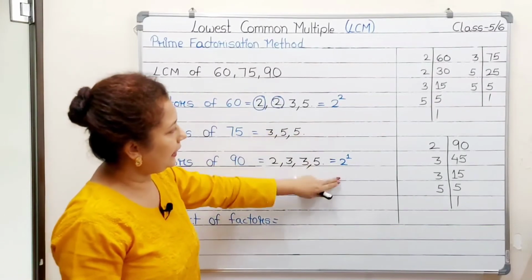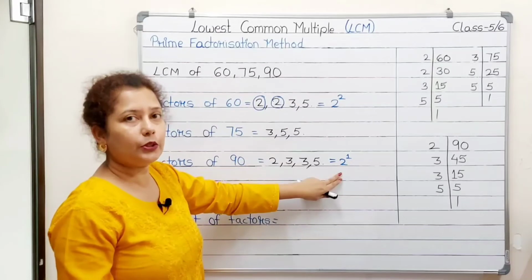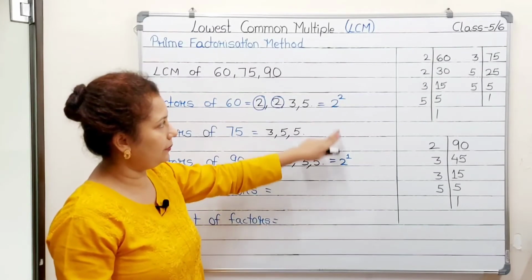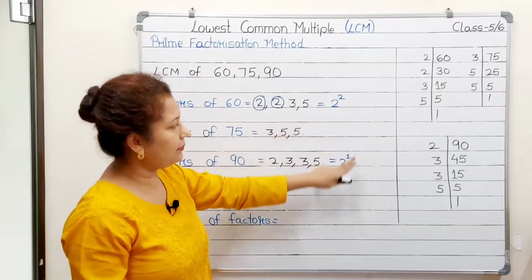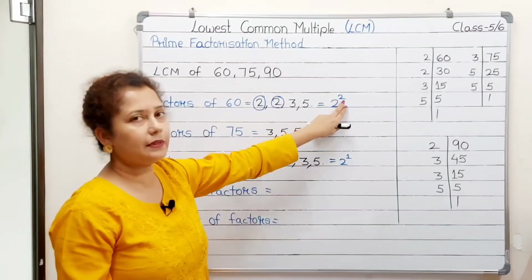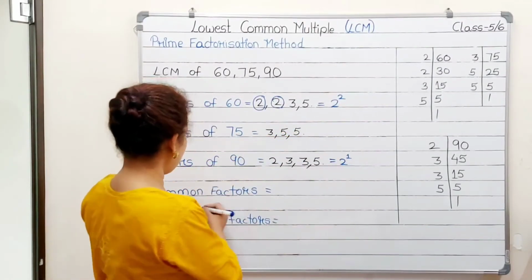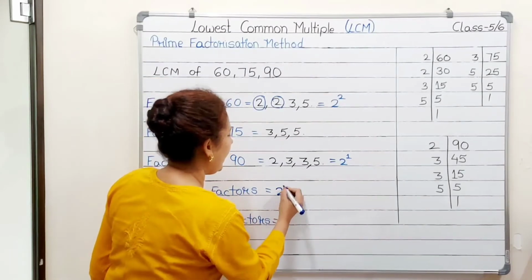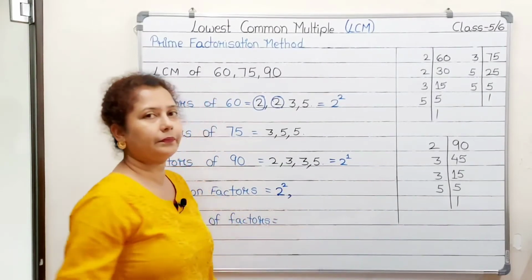After that, we will see how many times 2 is present in these two numbers. Here it is present 2 times, here it is present 1 time. So maximum times is 2. So we will consider common factor 2 as 2 times.